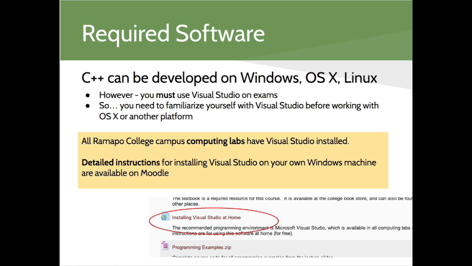If you're on a Windows machine, you'll want to download Visual Studio yourself on your own computer. It's free. There'll be a registration after a few weeks of using it, they'll just ask you for your email address, but it's totally free. I've posted some links to installing Visual Studio at home on Moodle, and that's also available right through the syllabus on my webpage.